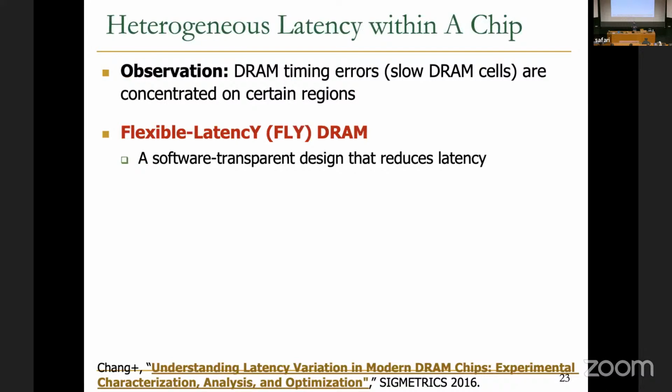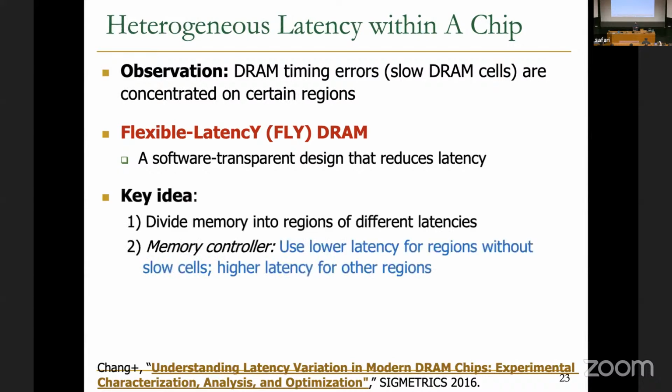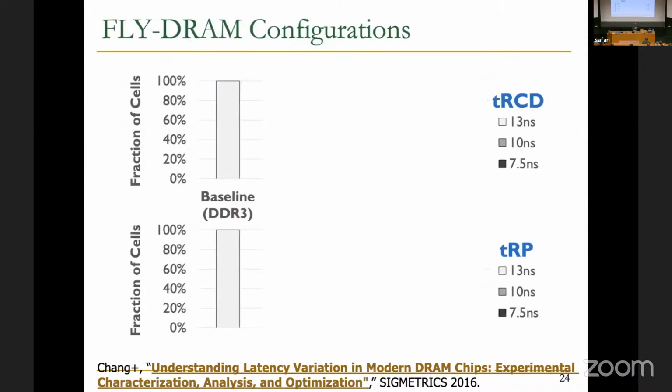This is another paper that's published in 2016 called Flexible Latency DRAM, or FLY-DRAM. It's a software transparent design that reduces latency, and the key idea is to divide memory into different regions so that your memory controller knows which part has lower access latency and which part has higher access latency, and leverages this heterogeneity in a smart way.